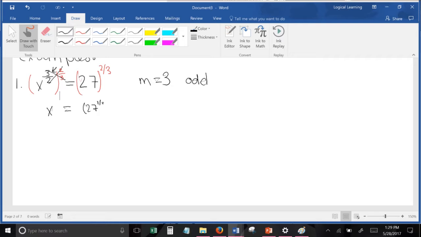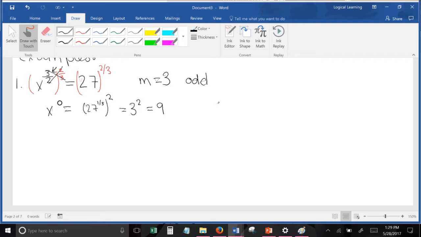Now, we can think of this as 27 to the 1/3 squared. Well, 27 to the 1/3 is 3. 3 times 3 times 3 is 27. So that's 3 squared, which is 9. And so we get x equals 9 as our solution. And as always, it's good to check.